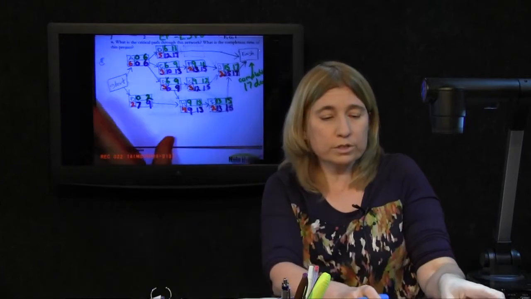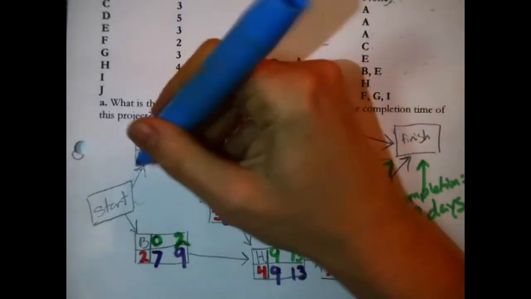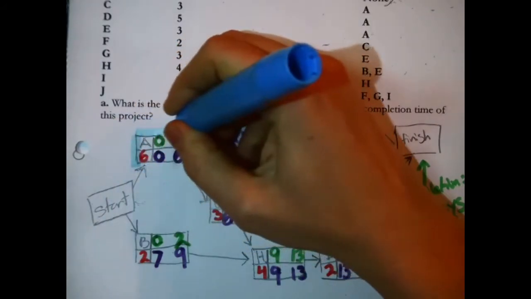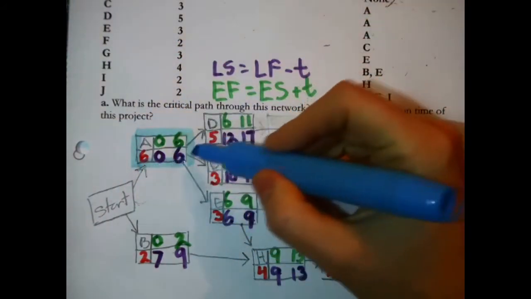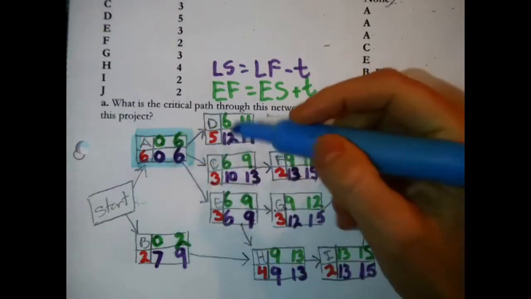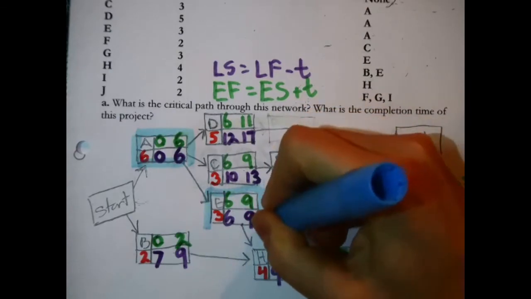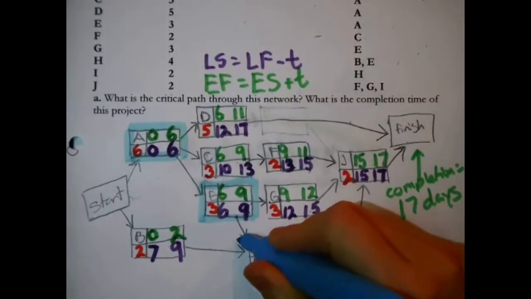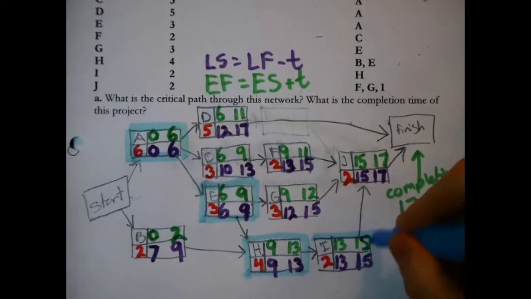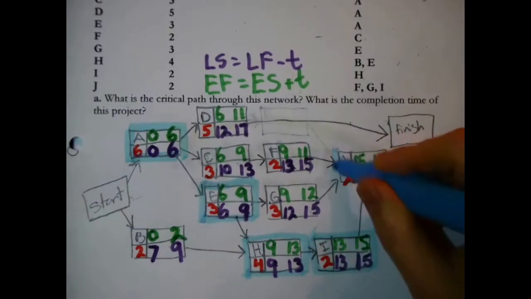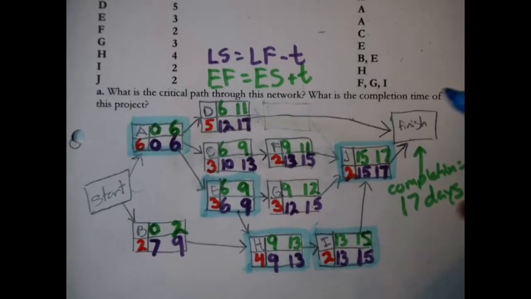Oh, you can see the critical path now. Look for everywhere that those timings match, like A, 0 6 0 6. And then down here E, we got the same thing both times, so to speak. H, I, and J.